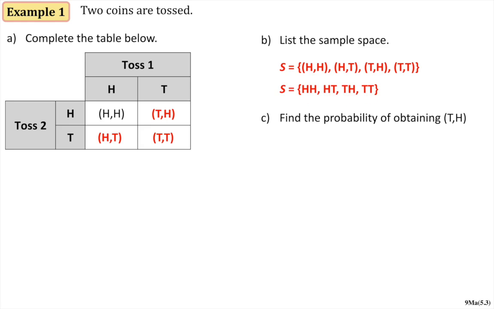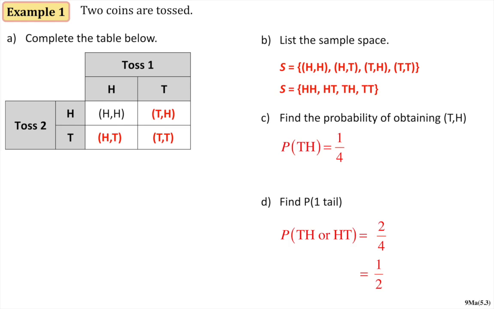So what's the probability of you getting tails first, then heads second? Well, there's only one way you can get tail first and head second out of the 4 different ways, so it's 1 out of 4. What's the probability that you would get one tail? Well, you can get one tail by getting a head first and then a tail. Or you can get one tail by getting a tail first and then a head. So there's 2 different ways to do it out of the 4 possible ways, which is a half if we cancel that down.